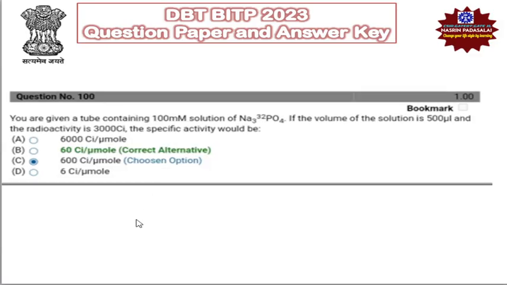So next is also a specific activity analytical kind of question. The correct answer for this question is 60 curie per micromole.